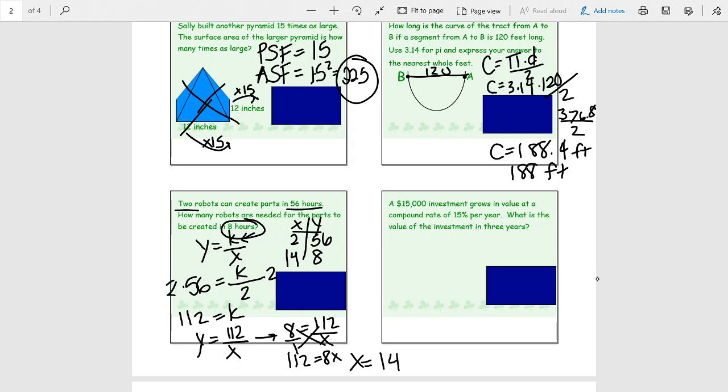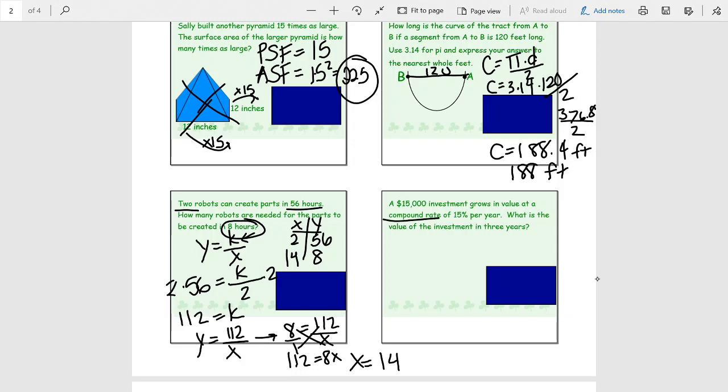A $15,000 investment grows in value at a compound rate of 15% per year. What is the value of the investment in 3 years? Now, I understand if you struggled with this one because we actually skipped this investigation. But hopefully you were able to kind of logic your way through this.